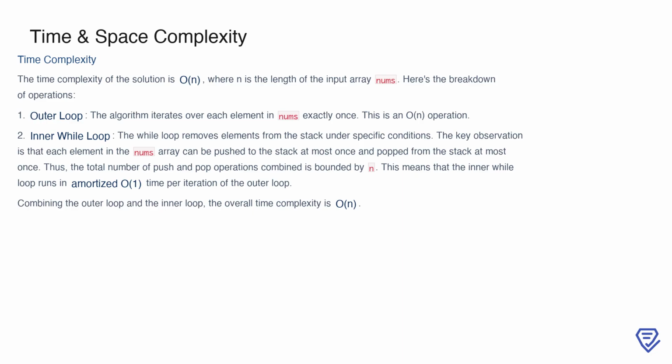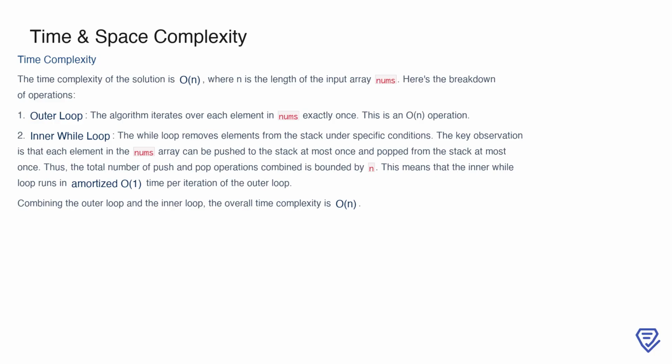The time complexity of this solution is O(n), where n represents the length of the input array, nums. The algorithm involves iterating over each element of nums exactly once through an outer loop, which is clearly an O(n) operation. Inside the outer loop, there is also a while loop that removes elements from the stack based on specific conditions. However, each element is pushed onto the stack at most once and popped from the stack at most once during the entire runtime. This means that the total number of stack operations, both push and pop, are bounded by n. As a result, the inner while loop runs in amortized O(1) time for each iteration of the outer loop.